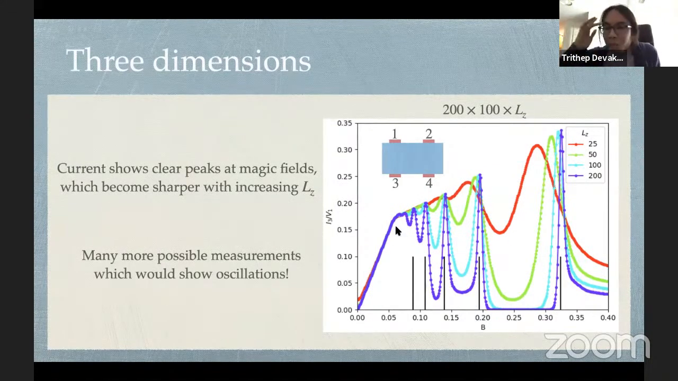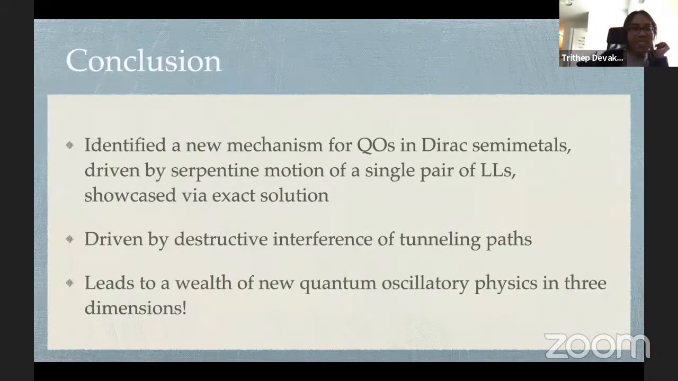So this is just one possible measurement you can do that would show very clear signs of these quantum oscillations of these chiral states. There's many more possible measurements you could do that would all show oscillations as a function of field. This is just one possible measurement. All right, and that's it.